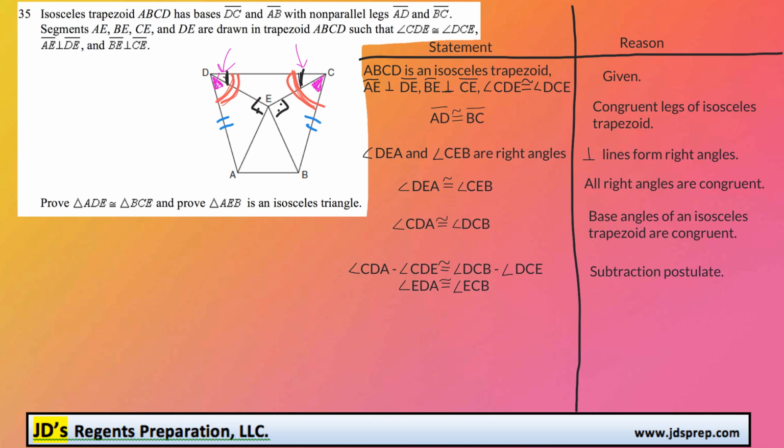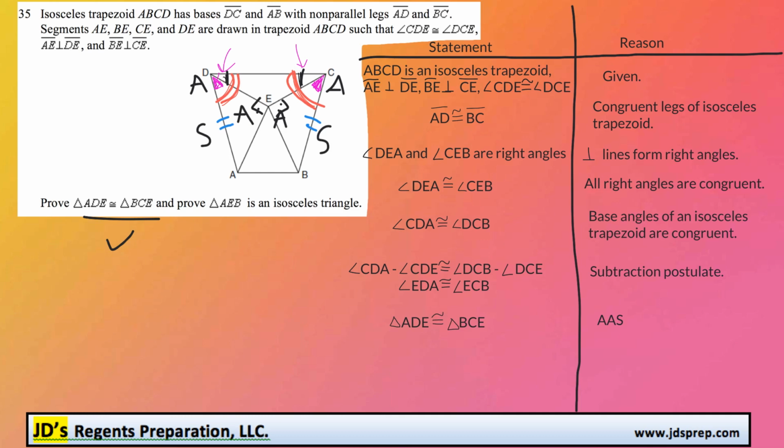Okay, so we've now reached a point where we can actually state that the two triangles are congruent, and this is because of using angle, side, right? We can see an angle here, and side in both cases. So we officially have the first part of the question done. We have proven that those two triangles are congruent.